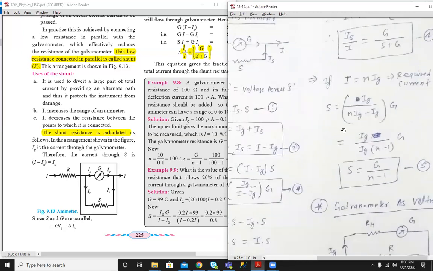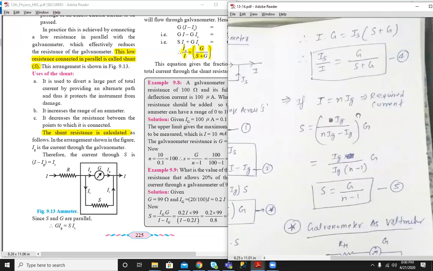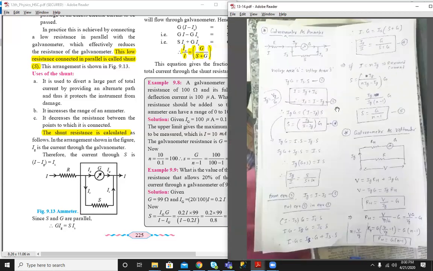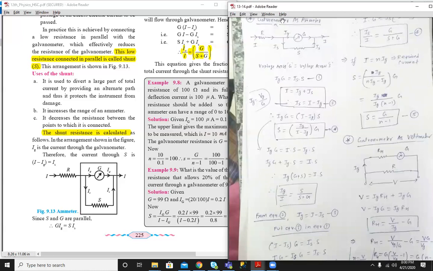If the exam asks, say initially the galvanometer's maximum current range or full scale deflection current is 10 milliampere, and we want an ammeter of 1000 ampere. So how many times should the range be increased? We divide 1000 ampere by Ig, I upon Ig, and we get N, how many times we want to increase the range of the galvanometer. So put I equal to N Ig in this equation, and we will get the required shunt.